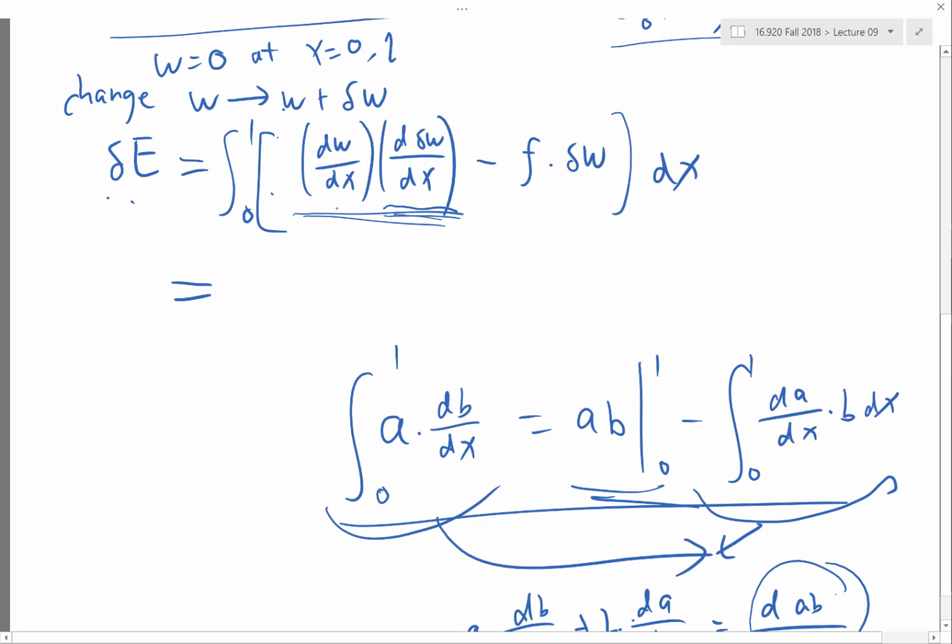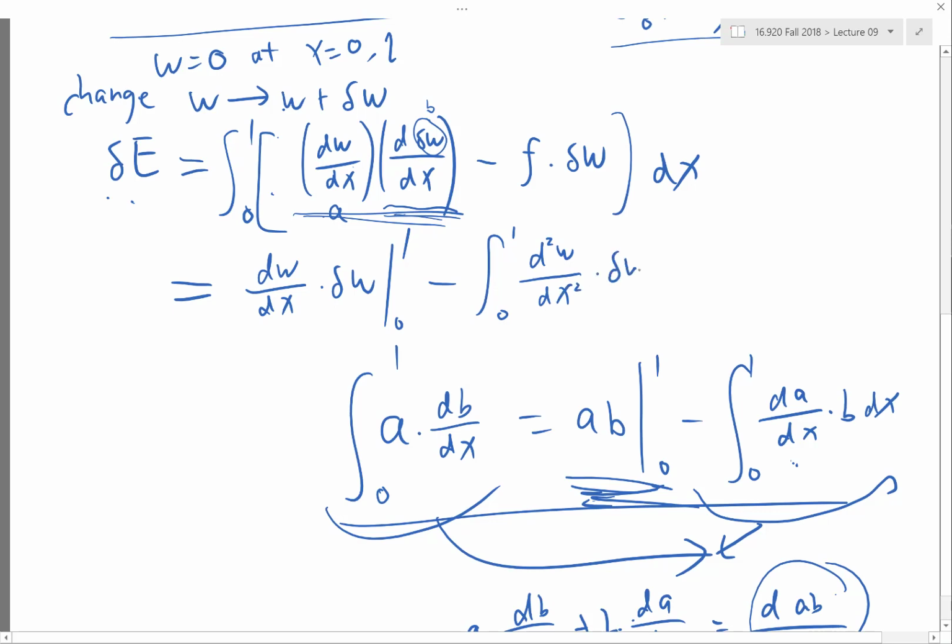So in here, this is my a, and the delta w is my b. If you follow the logic, a times b is dw/dx times delta w over 0 to 1. So that's this term. The other term is the integration from 0 to 1. Now I'm taking the derivative of a, which is already a derivative, so I get a second order derivative of w times delta w, integrated over dx. And I don't want to forget the other term, the integration from 0 to 1 of f delta w dx.